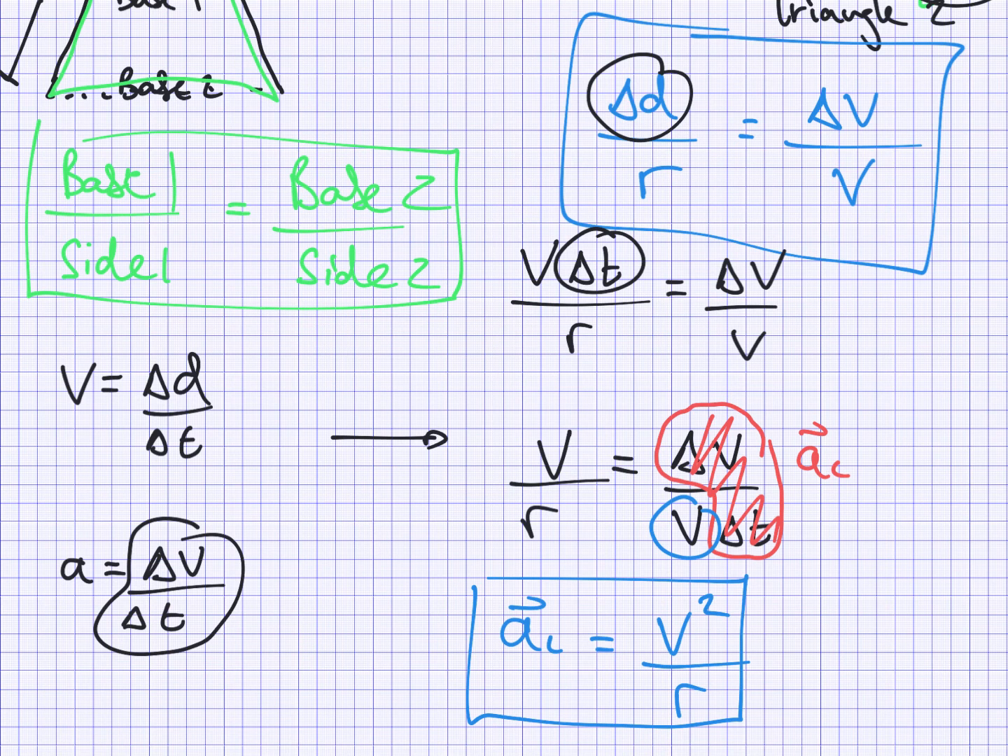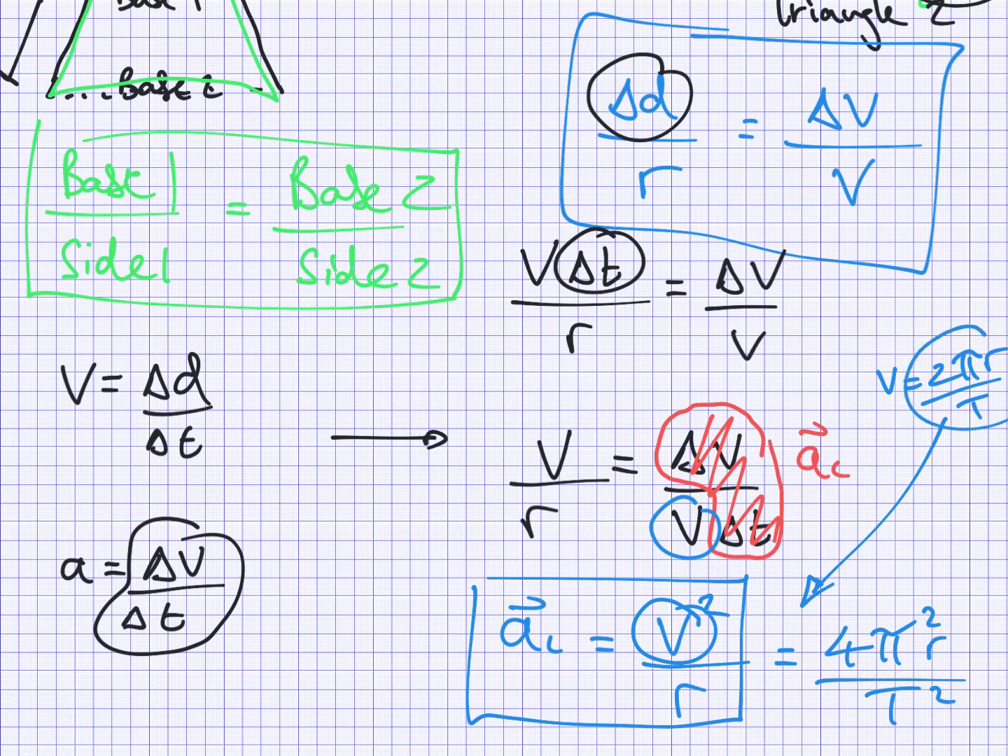Of course, the only thing left to do here would be to prove the alternative, which is where we just simply insert our 2 pi r over t equation into v, and that would give us the other equation for centripetal acceleration, which is 4 pi squared r over t squared. And feel free to do that yourselves. You can just plug this in for v, and you'll get that equation easily. Okay.